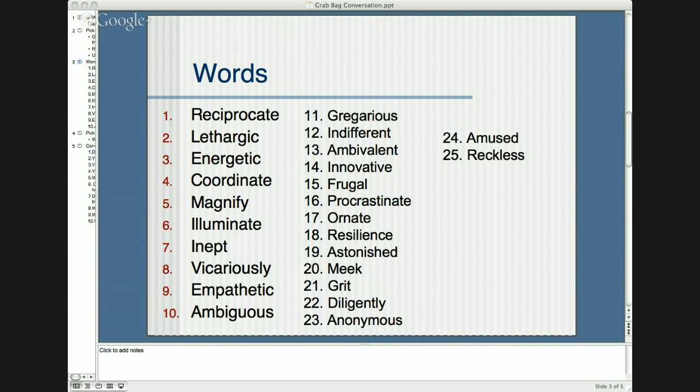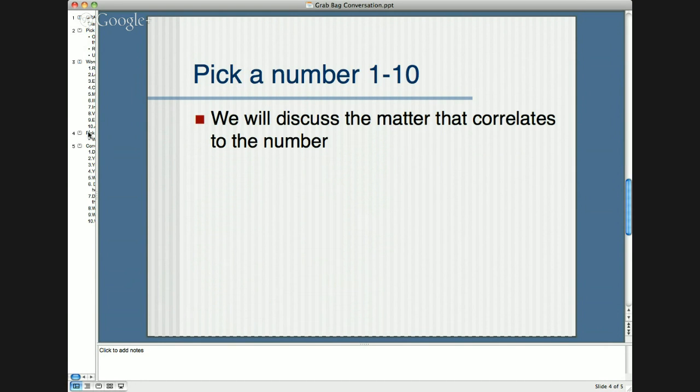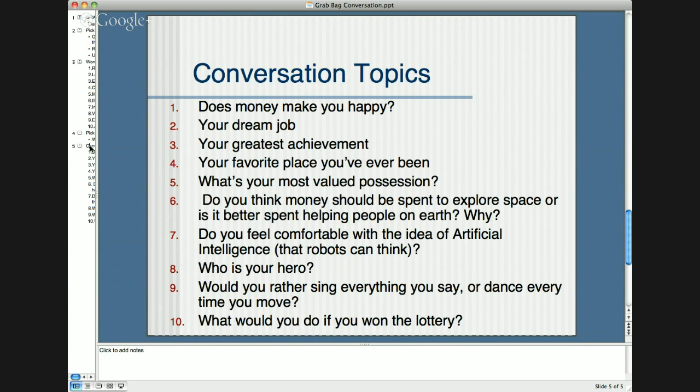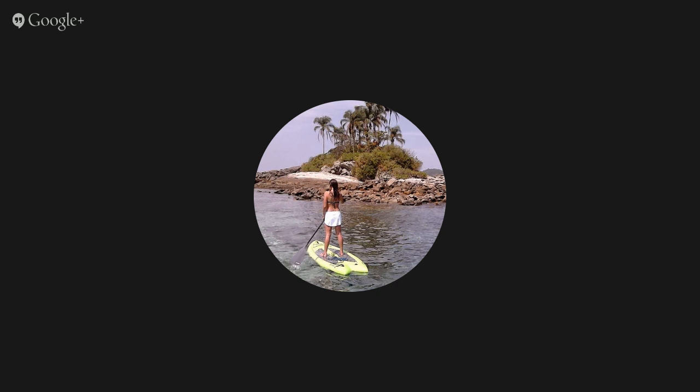Awesome. Okay. So let's move on to the next kind of game that I have here. So pick a number from 1 to 10. 9. Okay, 9. So we're going to talk about that topic. Oh, good. This one's a fun one. Could you please read number 9? Would you rather sing everything you say or dance every time you move?